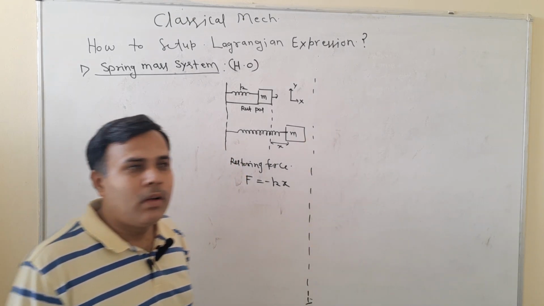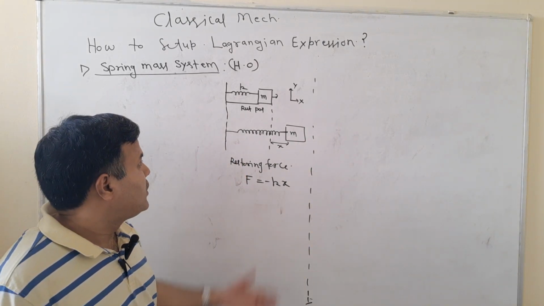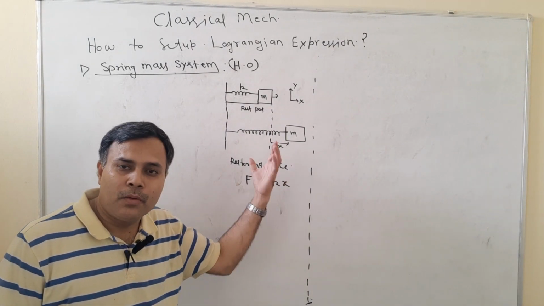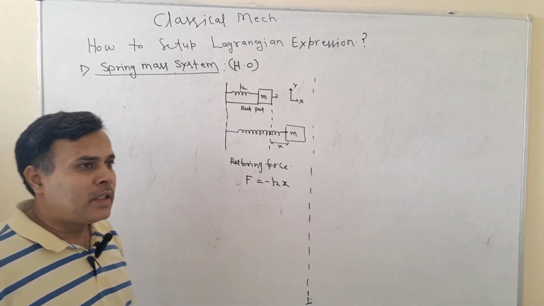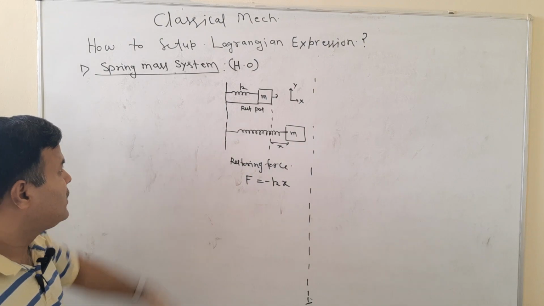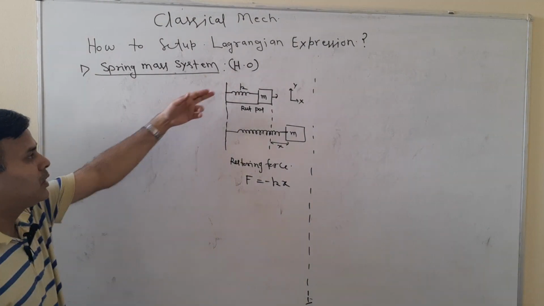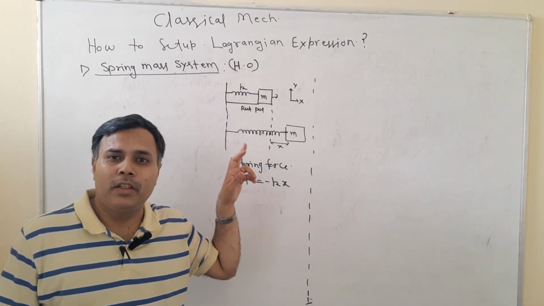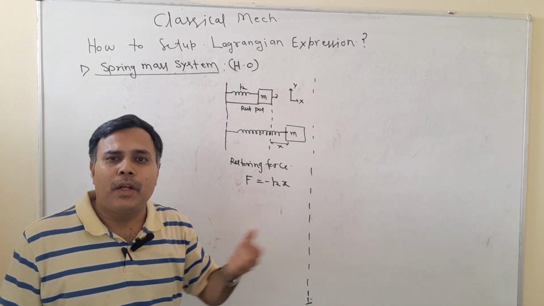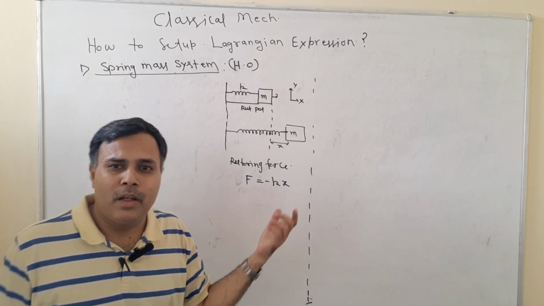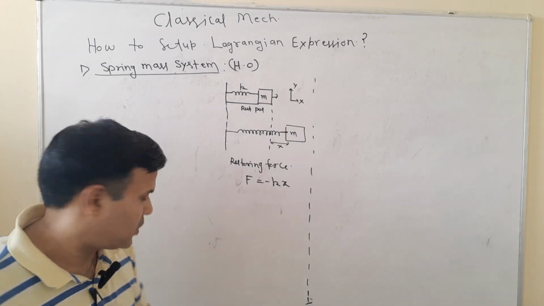So this is overall the physics behind this physical system. Let us now write the expression of the Lagrangian. The Lagrangian for this physical system, the spring-mass system, is a harmonic oscillator. Why is it called a harmonic oscillator? Because it executes simple harmonic motion, and you know what the meaning of simple harmonic motion is.